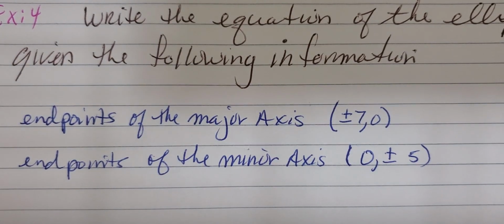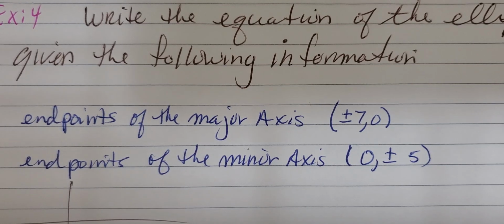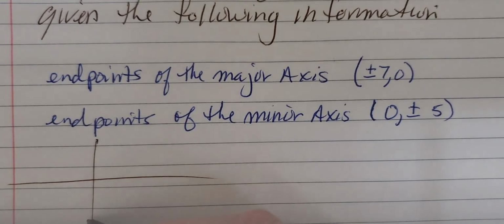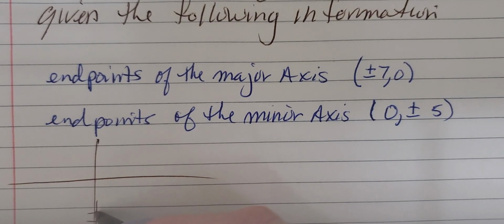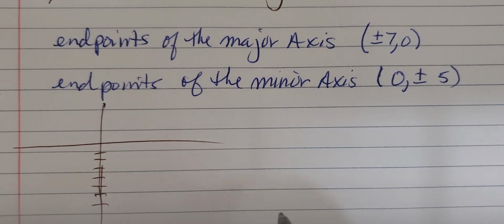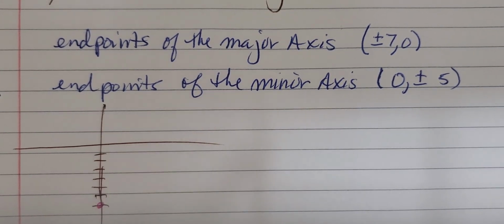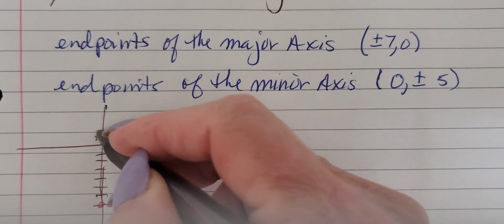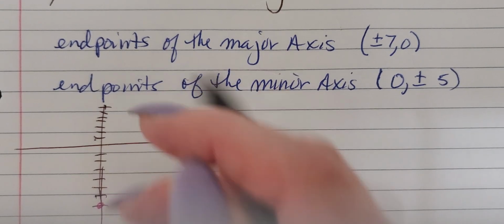Sometimes what I used to tell my kids is if you want to, just plot it. You know, if you're really having trouble, go 1, 2, 3, 4, 5, 6, 7. Go 7 in this direction. So there you go, 7. Then you go, okay, 1, 2, 3, 4, 5, 6, 7.